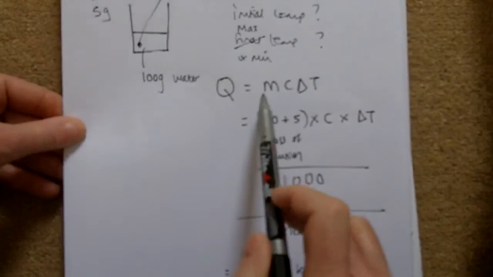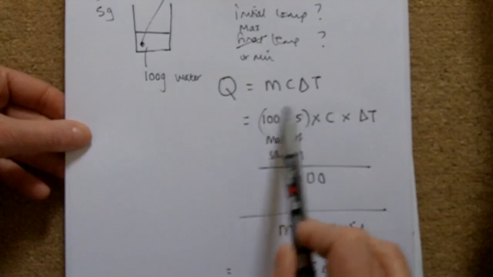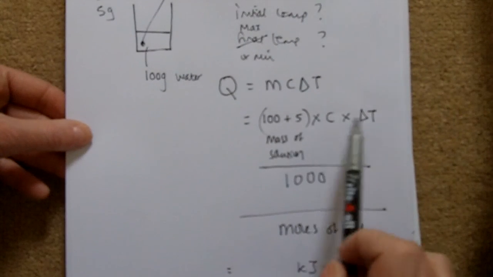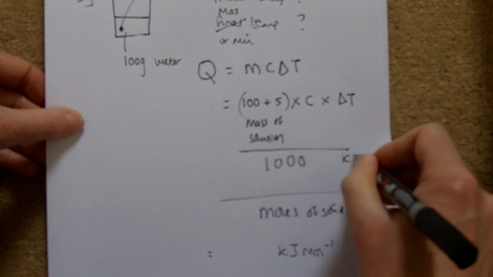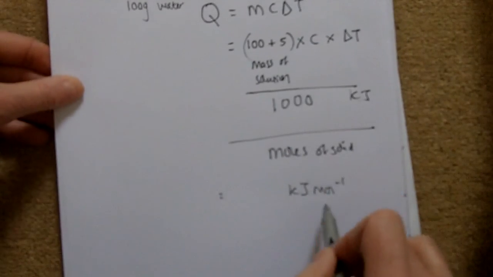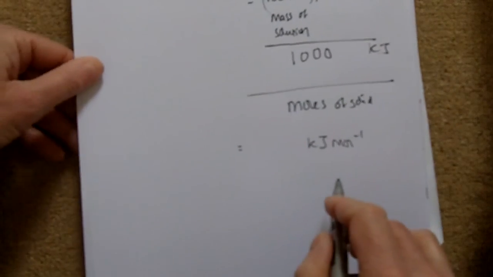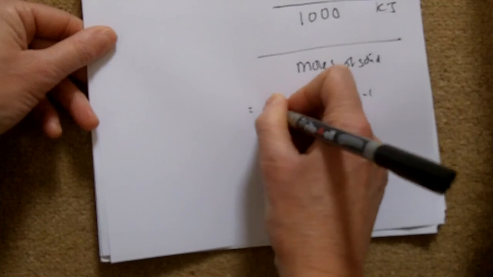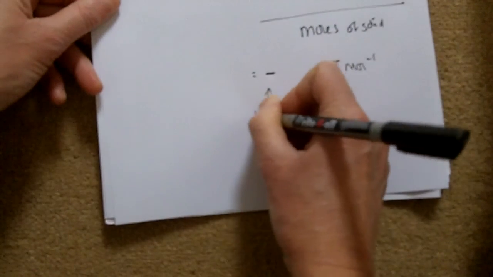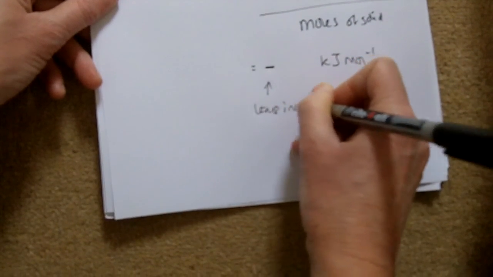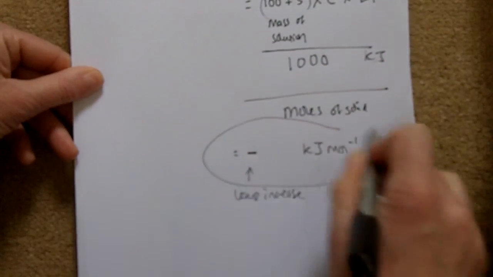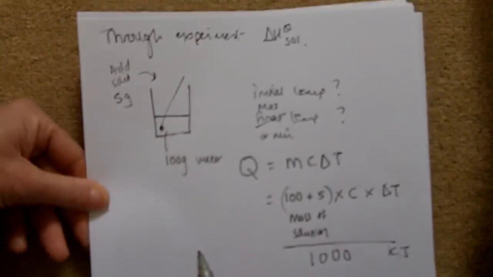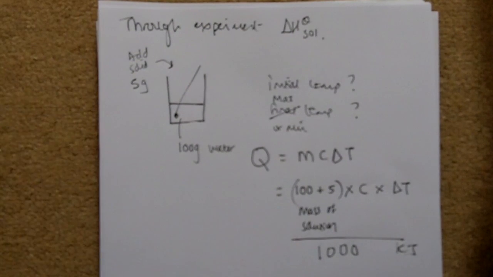So you do mc delta T, that's the mass of solution, specific heat capacity, temperature change. Divide by 1,000 to make it into kilojoules. Divide by moles of solid to make it kilojoules per mole. If the temperature went up, it needs to be minus. Temperature increase, it's minus. So don't forget that. That's how you, through experiment, can work out the enthalpy change of solution.